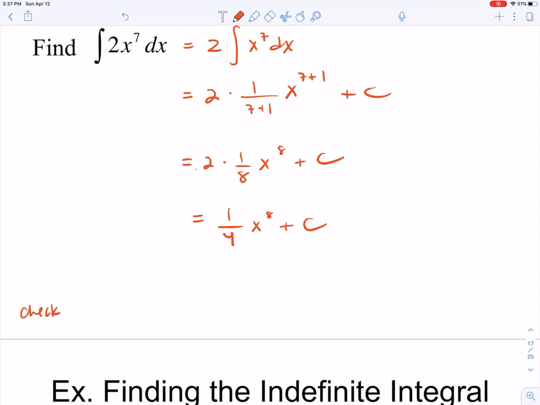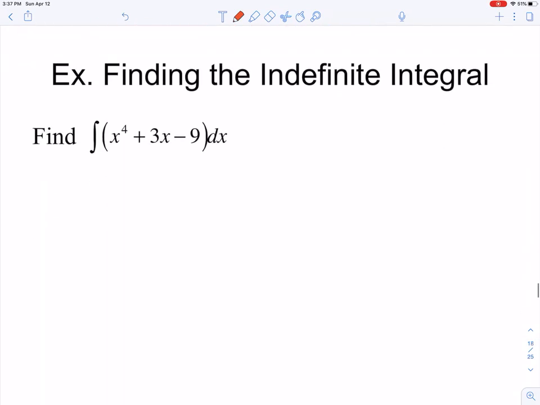And you can always check that you've integrated correctly by taking the derivative of your antiderivative. So if we took the derivative of 1/4 x to the 8th plus c, we would get 2x to the 7th plus 0. So it works.